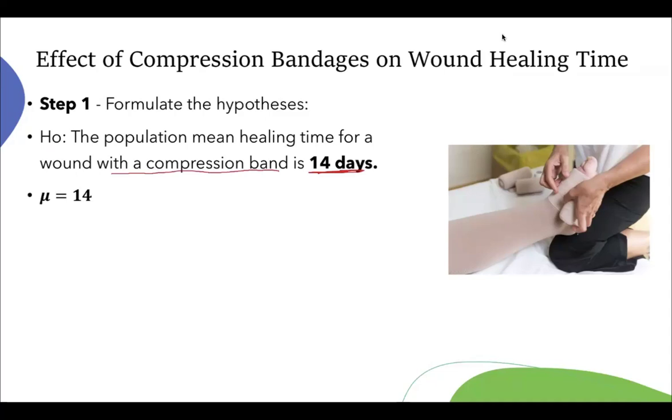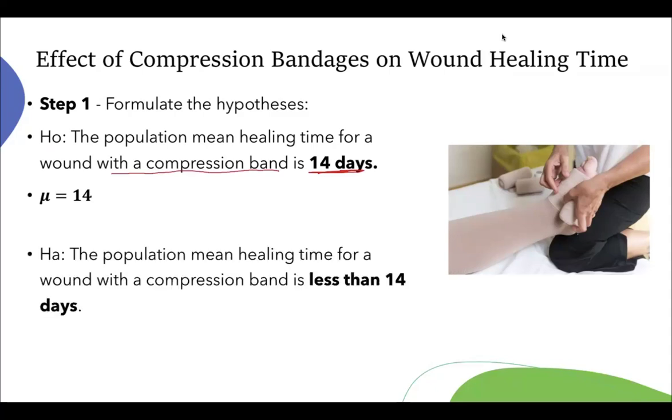The alternative hypothesis is the opposite, the counterclaim, and we're going to state here the population mean healing time for a wound, again with a compression band, and this time we state the counterclaim is less than 14 days, mu less than 14 days. So we have our status quo with the null hypothesis, and we have our counterclaim with the alternative hypothesis.